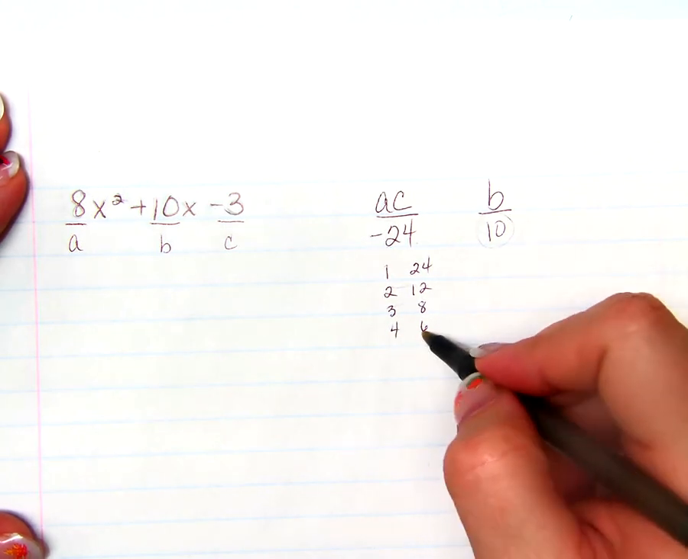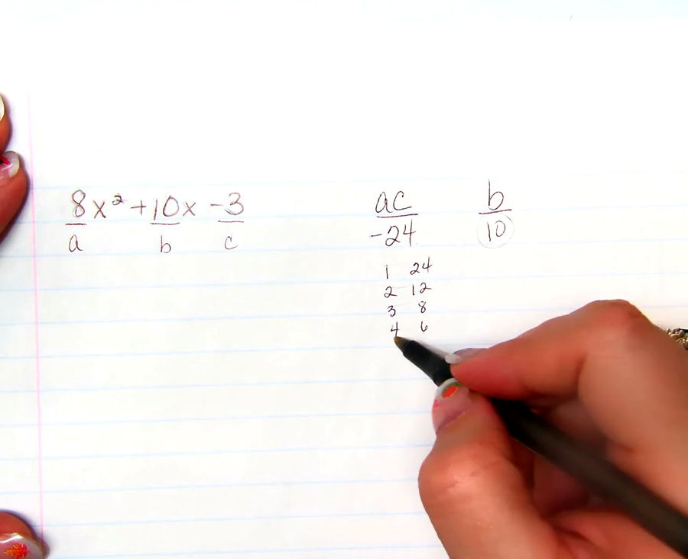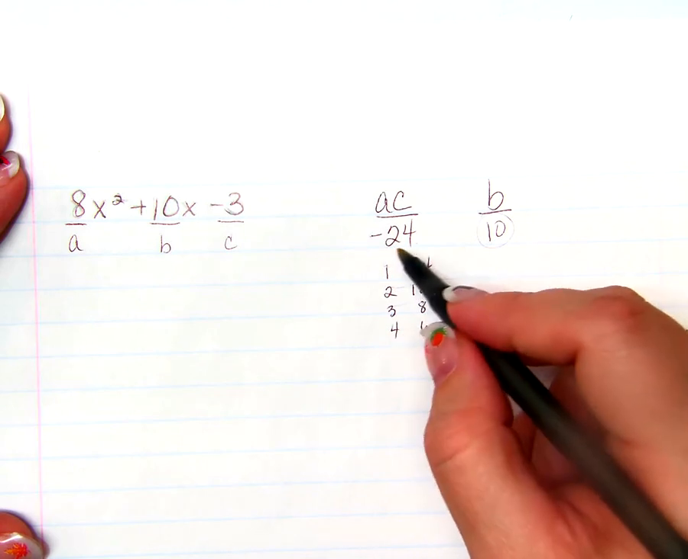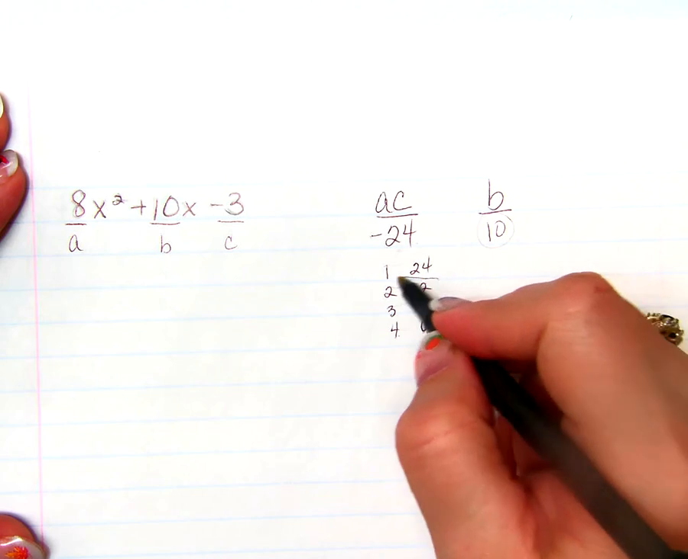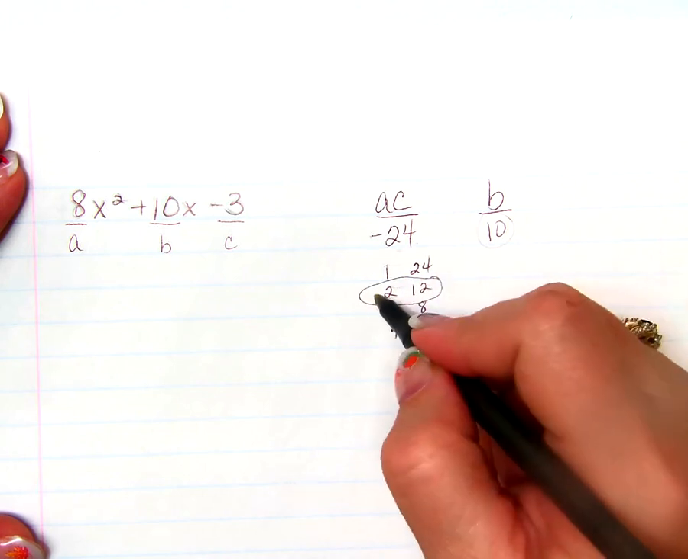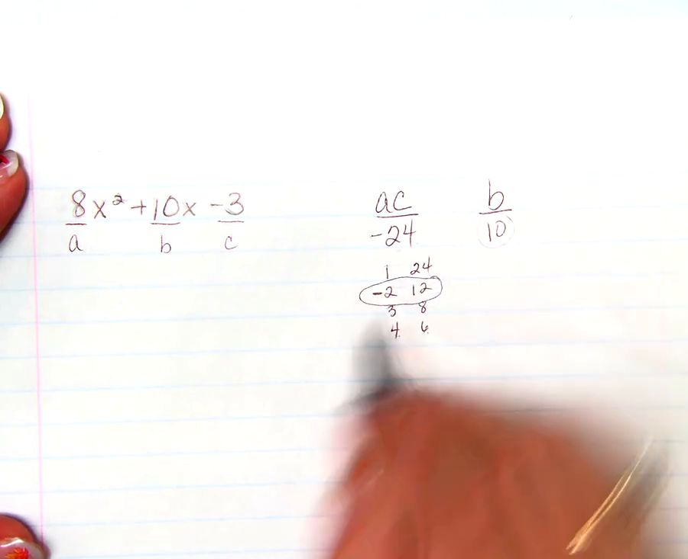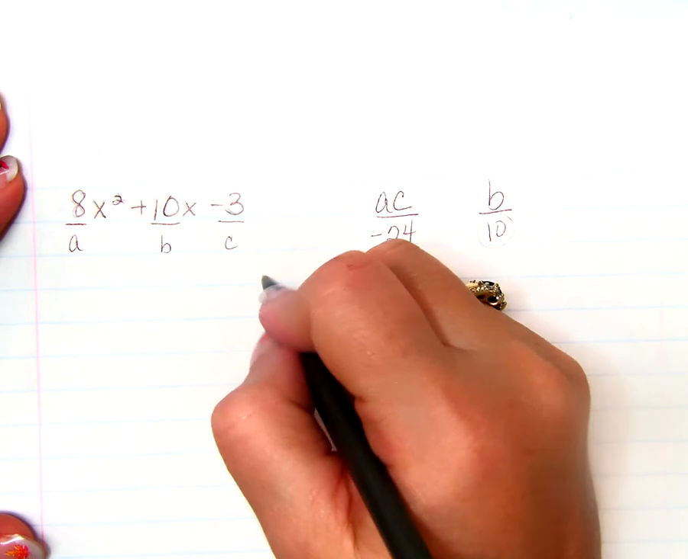Well, 4 and 6 is 10, isn't it? Except 4 times 6 is a negative 24, so I cannot choose 4 and 6. What I have to choose is 2 and 12 if the 2 is negative. Now rewrite.